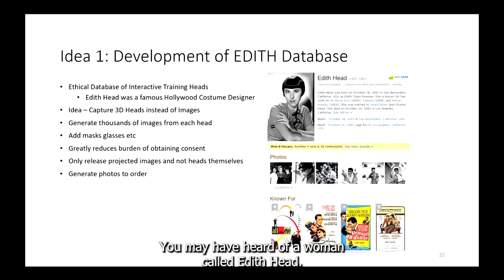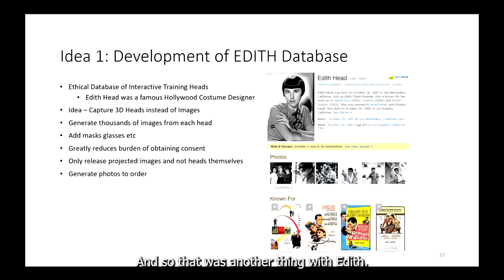You may have heard of a woman called Edith Head. She was a very famous costumer in Hollywood. Lots of movies, The King and I, etc. She did all the costumes, and so that was another thing with Edith. That was her name, Edith Head.